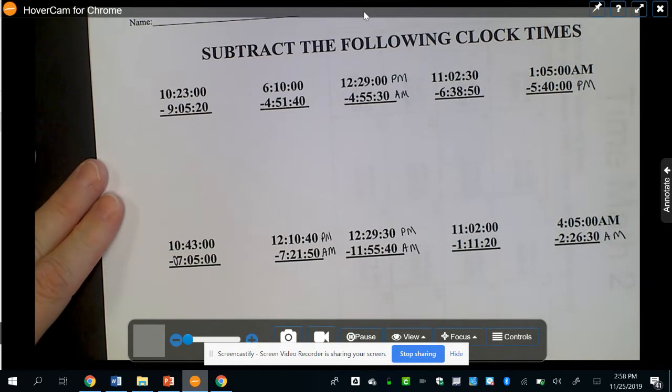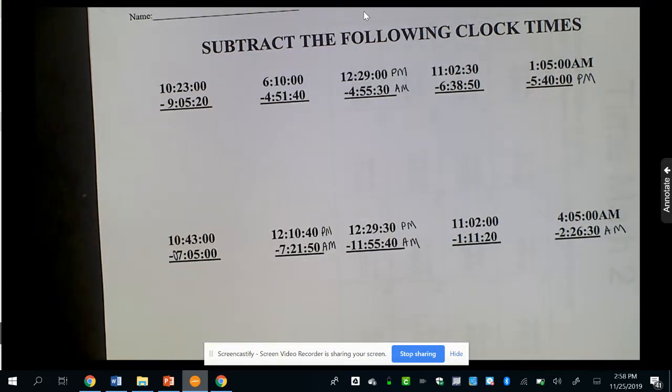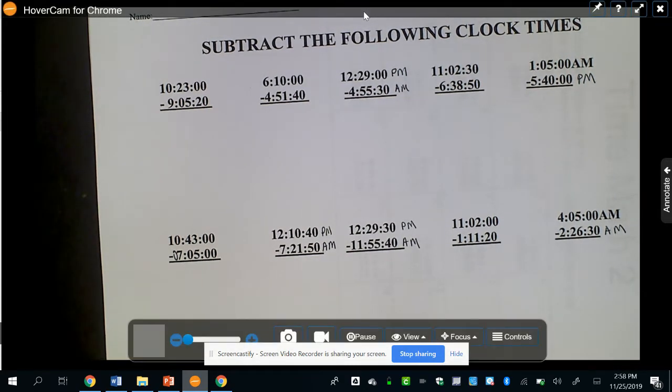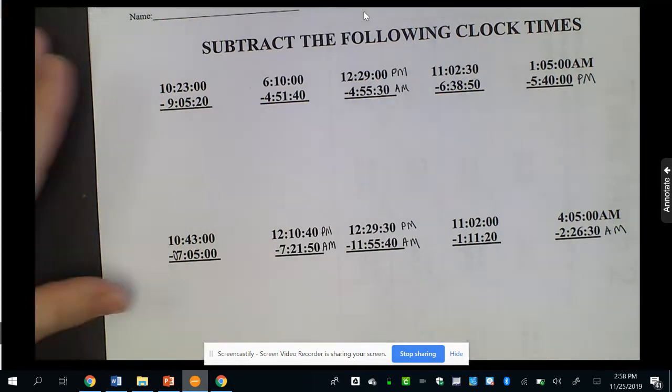Today we learned how to subtract clock times. You may say, why do we need that for Earth Science? We need that when we subtract the S minus P time for earthquake waves, or when we find the difference in S minus P time for our earthquake waves.